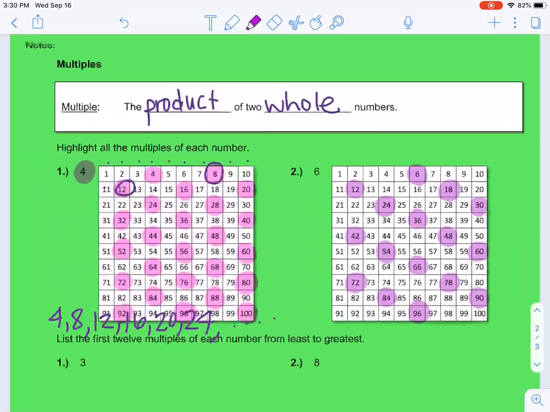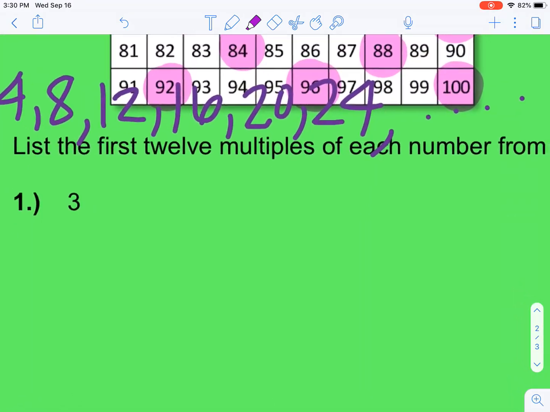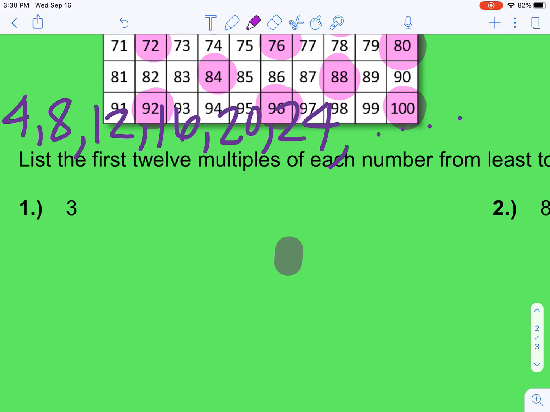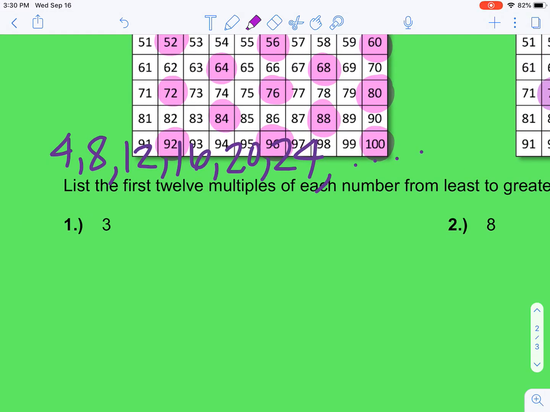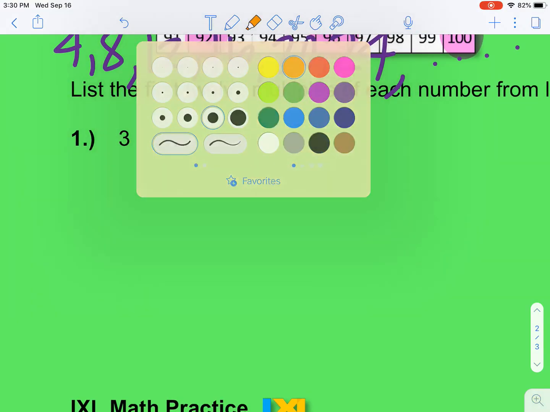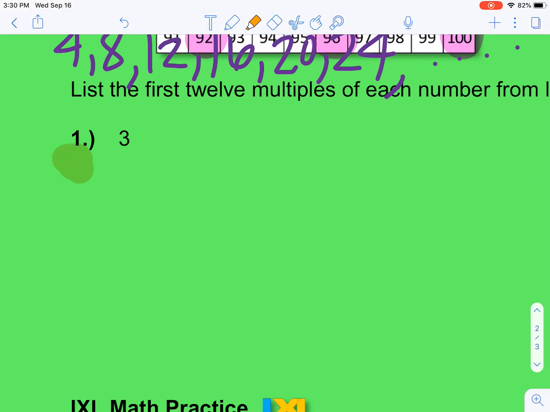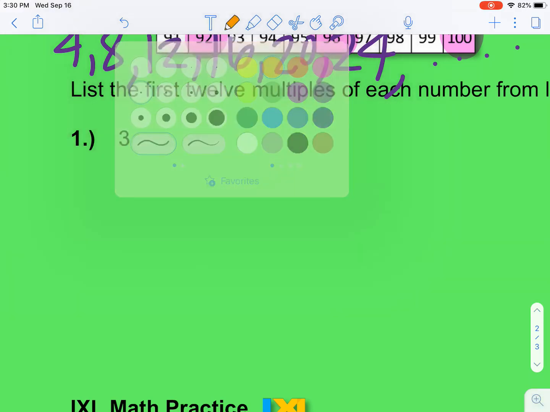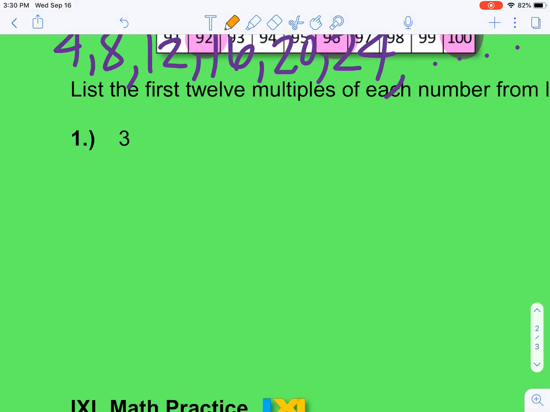Great job. Alright, so now we're going to work on listing the first multiples of a given number from least to greatest. So we're going to start with 3. Alright, so oops, I don't want a highlighter, I want a pencil. So there are two ways we could do this. I could write 3 times 1, which is 3. 3 times 2, which is 6. 3 times 3, which is 9, all the way until I get that number to 12. So my last number will be 3 times 12.